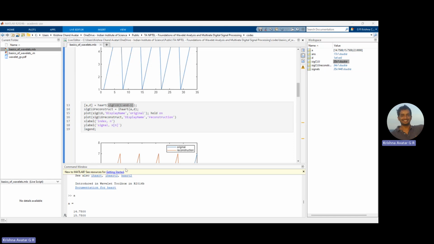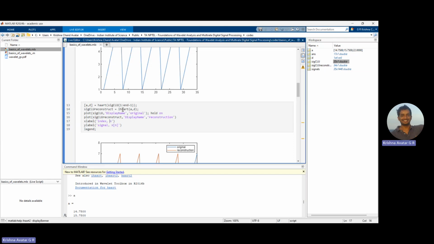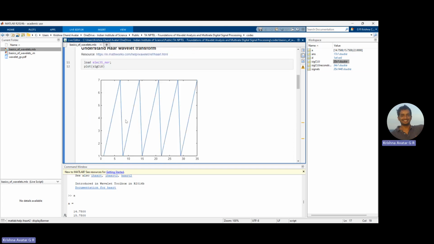So that's what it does. And then what I did is I used the inverse Haar transform. Since our signal is very simple, piecewise in a different sense, right? That it has a linear behavior here. So these are all linear signals over different segments.